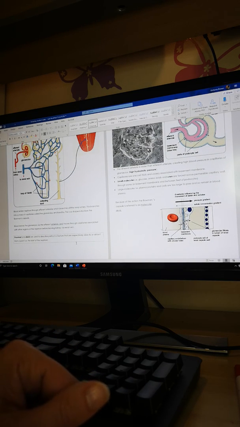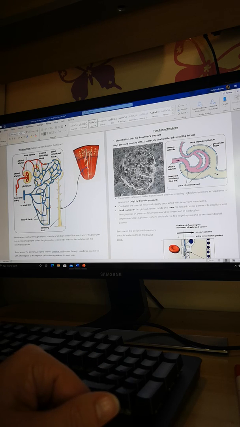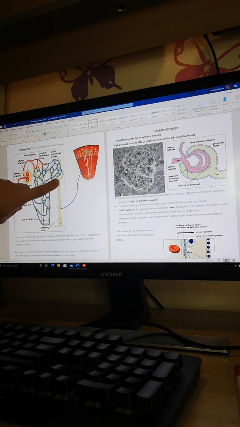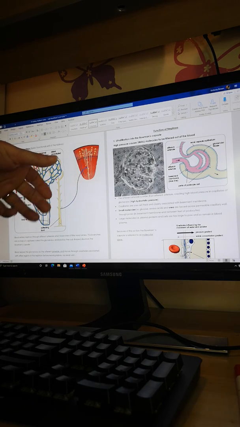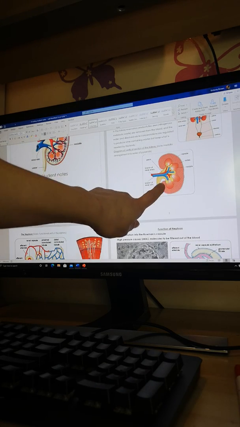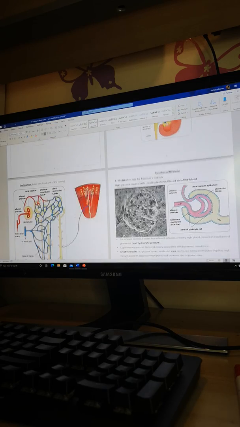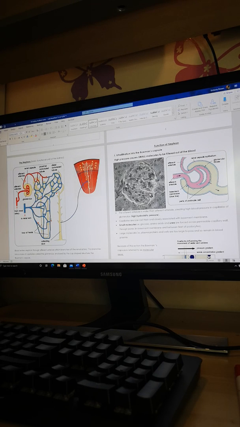Okay, so what we need to do now is to look at the function of each part of the nephron so that we can understand how each part is adapted to its function and how at the end of this process we produce urine, which then is collected by the collecting ducts and forms the urine which leaves the kidneys by the ureter. So we're starting with the Bowman's capsule with a process called ultrafiltration.